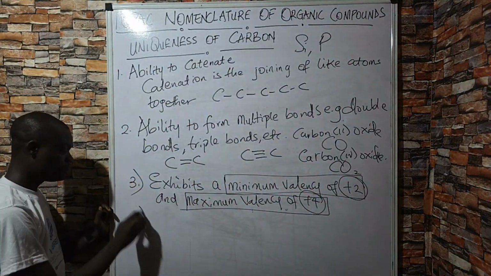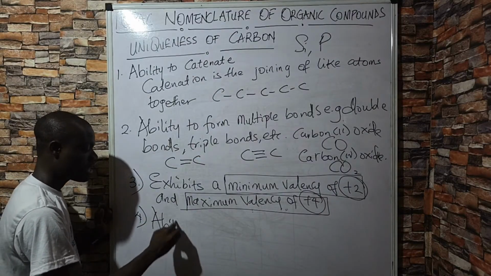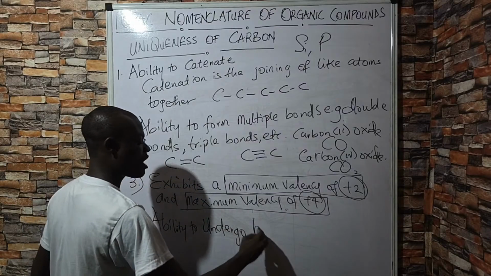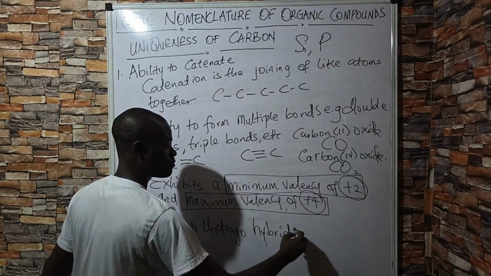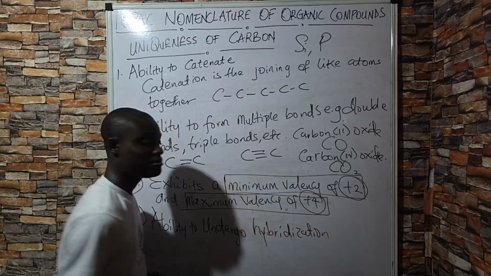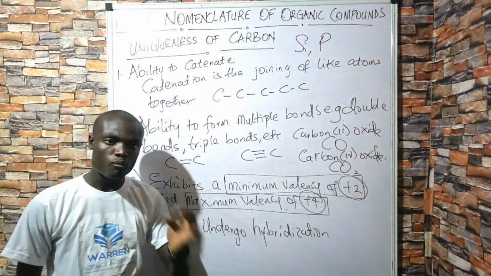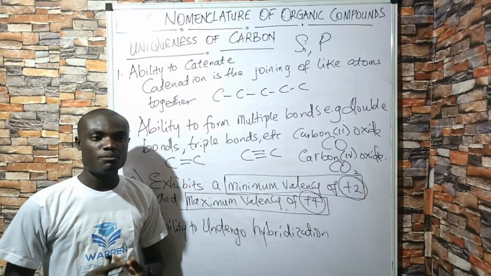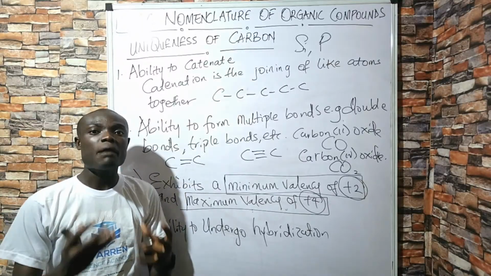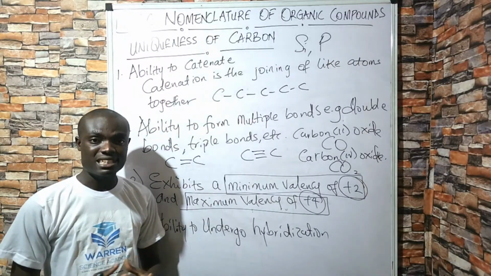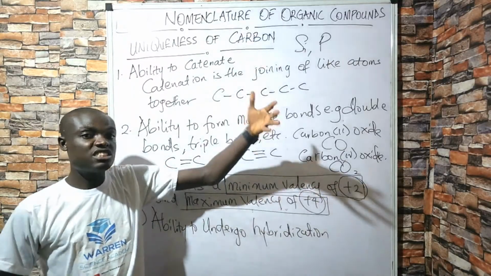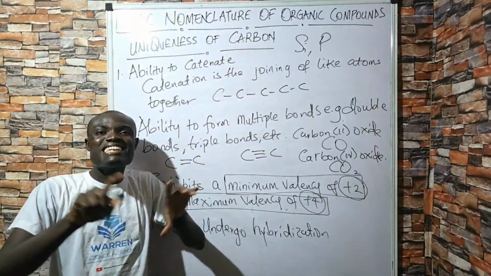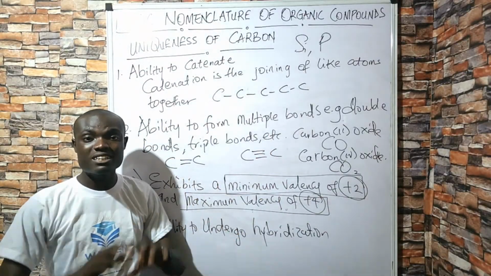And lastly, number 4, carbon has the ability to undergo what we call hybridization. Now let's explain hybridization. Hybridization is just like a state. So let me give you a classical example. When we talk about hybrid, I refer to hybrid animals. What are hybrid animals? I take this species and I take a different species and I bring them together, and they will form an entirely new organism or an entirely new offspring.